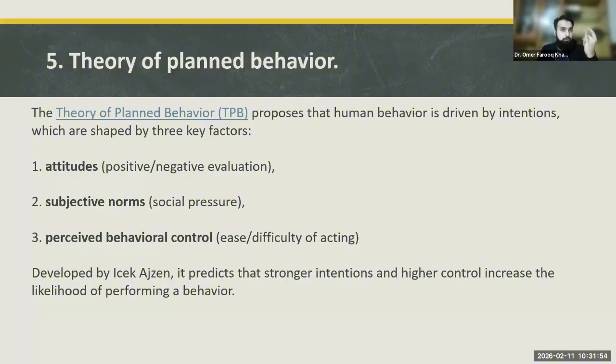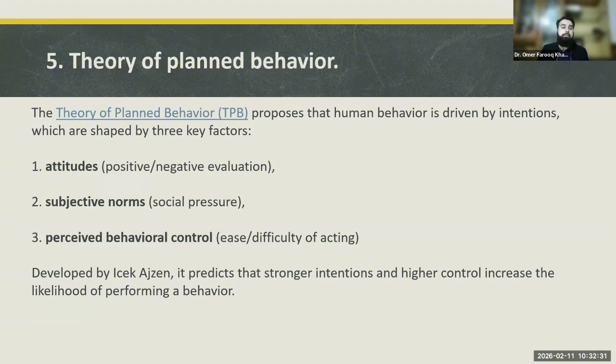Number one, attitudes. Whether we have a positive attitude about something or a negative attitude about something. Whether we think smoking is good or whether we think smoking is bad. Then subjective norms. Whether our society allows people to smoke freely, anywhere, whenever they want. And perceived behavioral control. Whether the person who is thinking positive or negative about smoking finds ease in smoking cessation, or there is difficulty in acting on it.